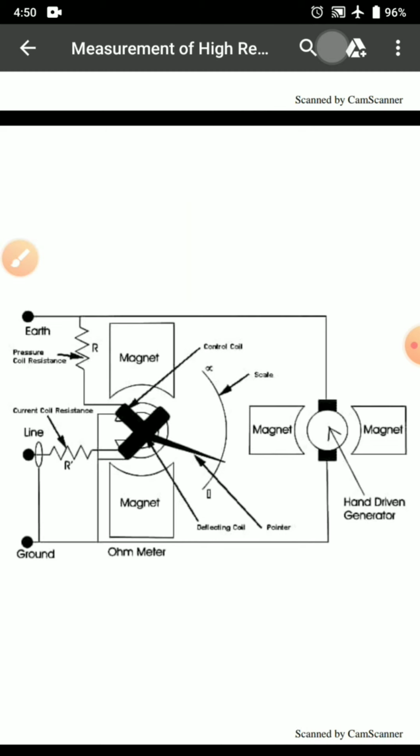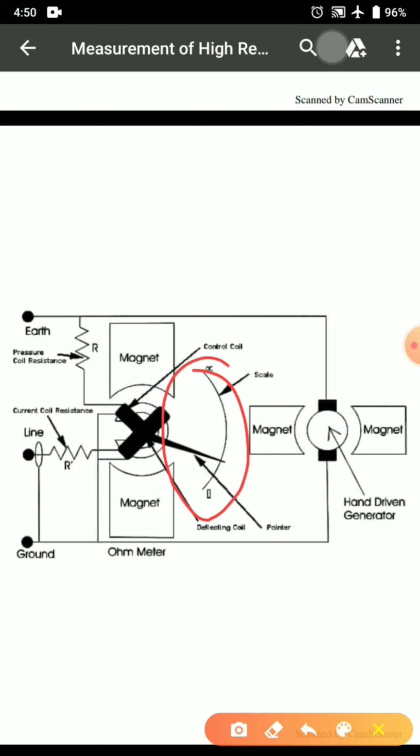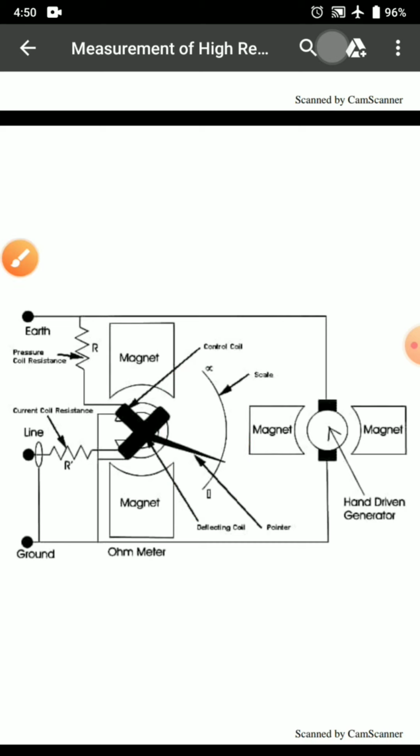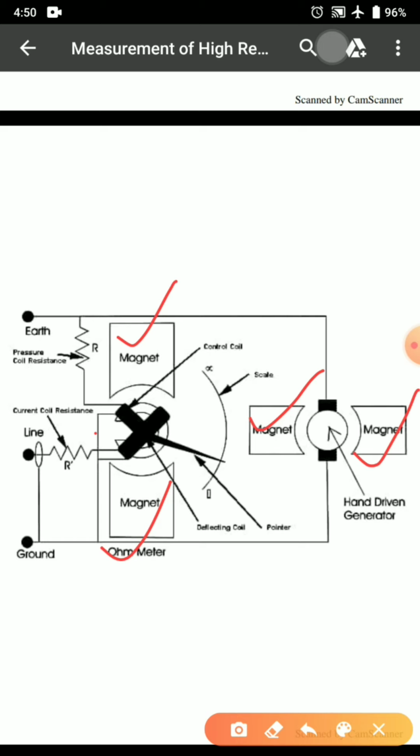Megger is an instrument. We connect the unknown resistance, and the instrument will determine, on a scale that is given, the value of the resistance that we have connected. Now here in the Megger, we can see that we have two permanent magnets, in two places. This magnet system is similar for the pointer movement as well as for the hand driven generator.